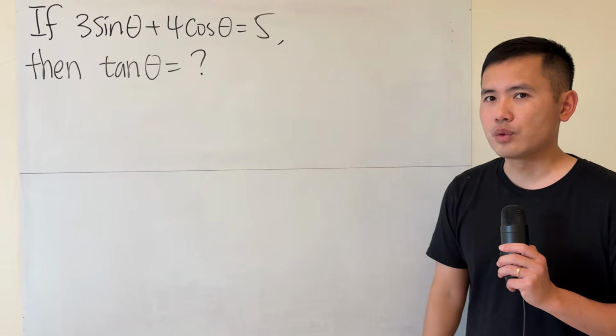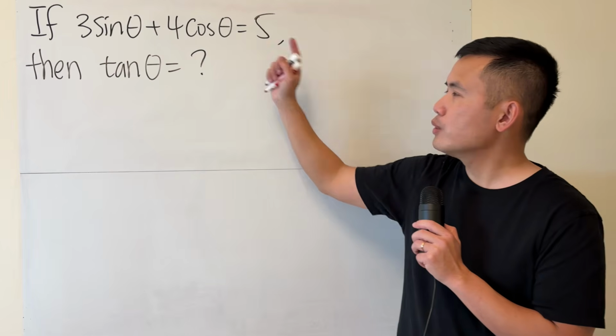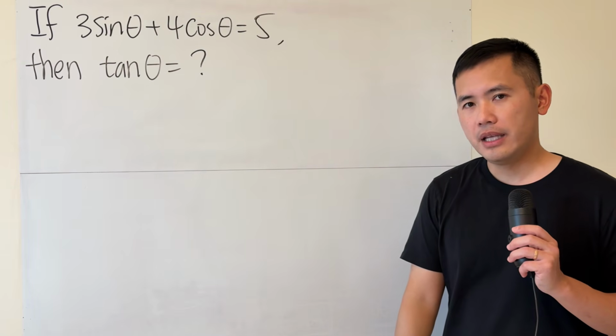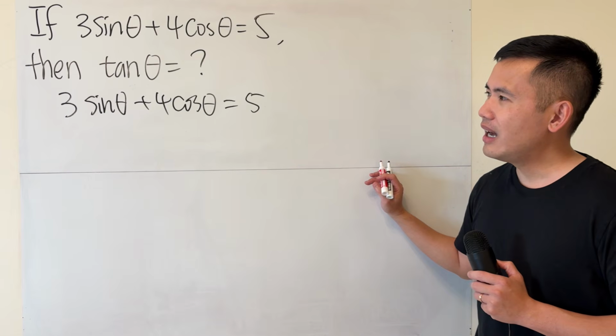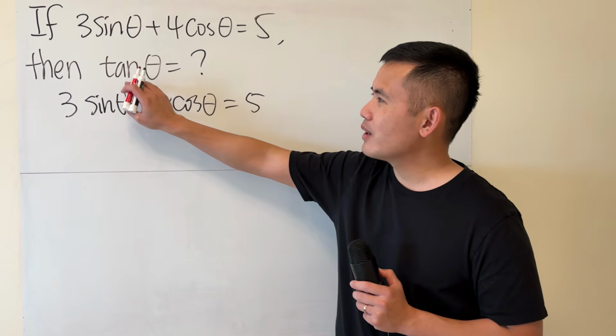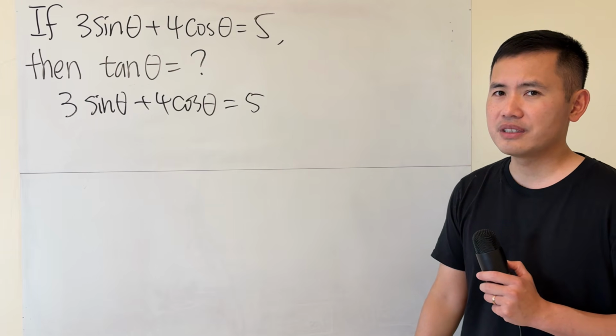So this is a classic one. The question is, if we have 3 sine theta plus 4 cosine theta is equal to 5, then we would like to know the value for tangent theta. Because later on we want to find out what tangent theta is, right? Let's produce the tangent theta first.